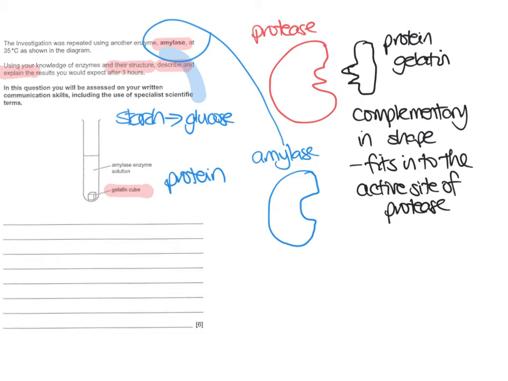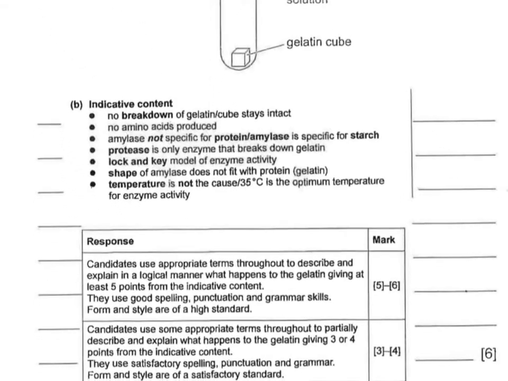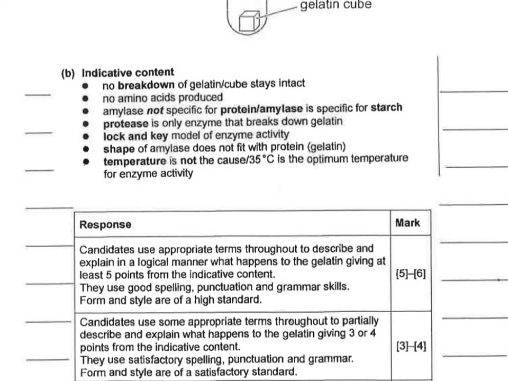So what were they looking for in the mark scheme? Basically what we said. So you're not going to get a breakdown of the gelatin. And we've said amylase isn't specific for protein, or we've said amylase breaks down starch. We've said that protease is the only enzyme that breaks down gelatin. And we talked about the shape. We did mention as well that the temperature wasn't the actual cause because it's the optimum temperature. Maybe we mightn't have got round to writing it down, but we'll see later on that last point isn't essential. But they're just saying if you said that, you would have got credit for it.